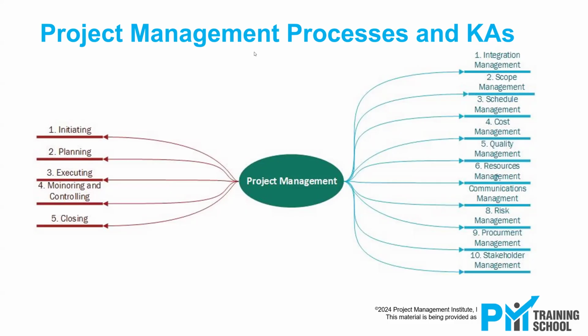Why do they call it process groups? Because the 49 processes are distributed into certain operational working groups. Like in planning, we will concentrate on all the works of planning, whether they relate to any of the knowledge areas. The scope has to be planned, the schedule has to be planned, the cost has to be planned, quality has to be planned. You create the plans for everything in planning, and so on and so forth. So you understand what this is all about.